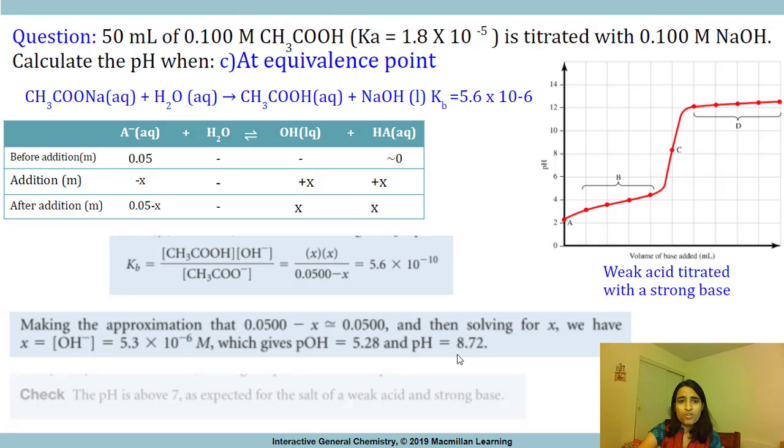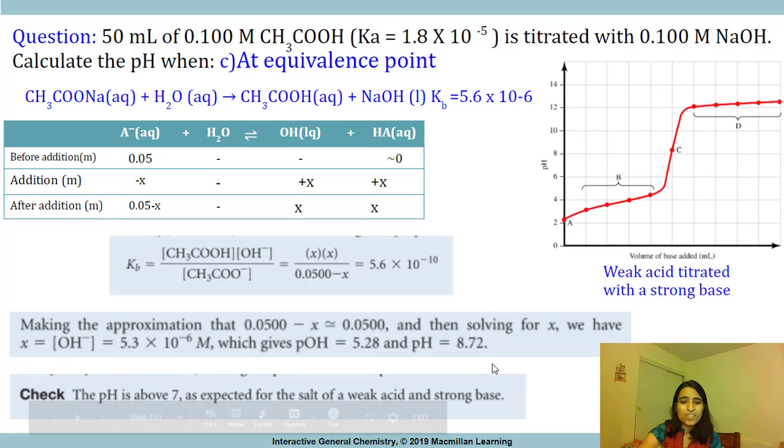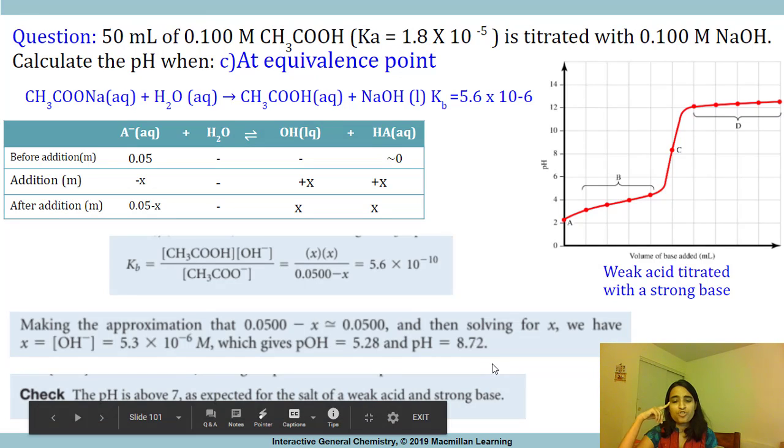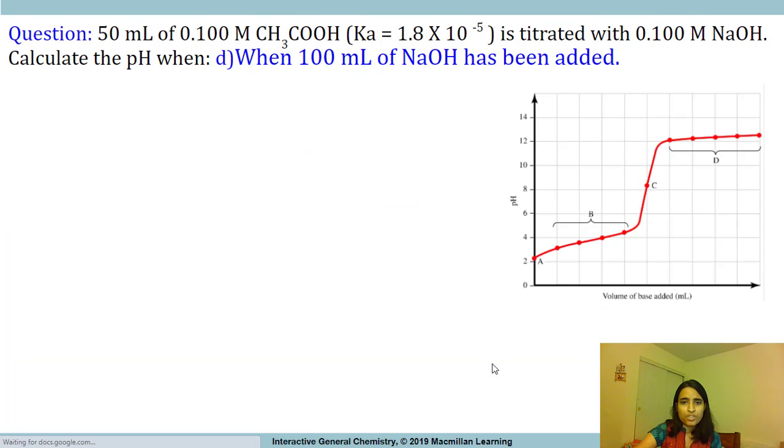So now let's go ahead and look at this, which is also one of the important points. The pH is above 7. It's 8.72, as expected for salt of a weak acid and a strong base. So if you remember from previous chapters, we were talking about the conjugate base of a weak acid. How does it affect the acidity or basicity of a solution? And we had talked about how if you have a conjugate base of a weak acid, it's going to increase the pH. And we see that in this question.